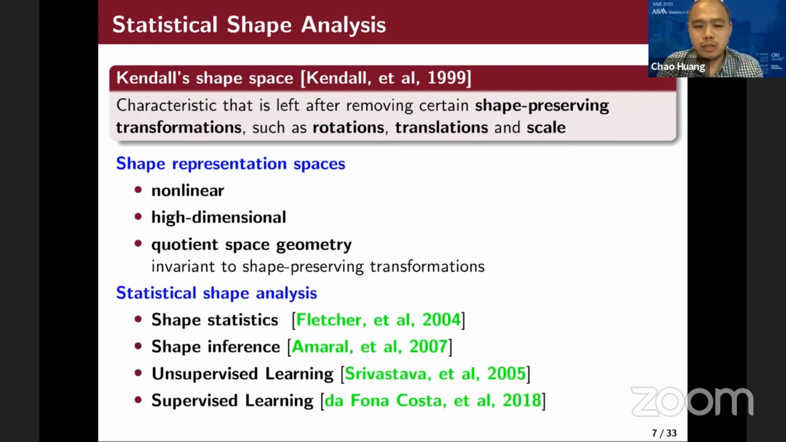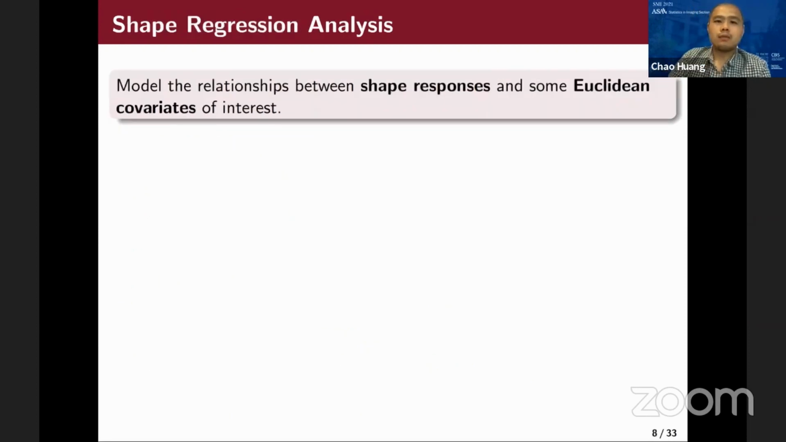Different kinds of statistical shape analysis tasks have been visited in recent years. For example, shape statistics, which Sebastian and Zhengwu have talked a lot about, and also the hypothesis testing problem for shape data, and also unsupervised learning and supervised learning based on shape information. Another very important topic in statistical shape analysis is shape regression analysis. The aim of shape regression analysis is to model the relationships between the shape response and some Euclidean covariates of interest.